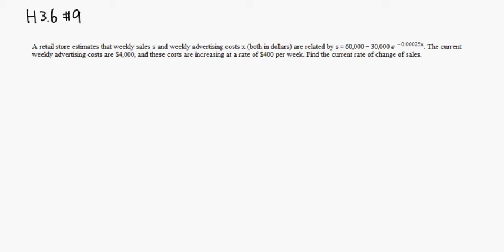Alright, so you have the equation, so why don't we take the derivative of this equation right here. If you take the derivative of that with respect to time t, dS over dt, which is what we're looking for, is equal to the derivative of 60,000, which is going to be 0. Then you have a negative 30,000, that's just a constant multiple, so I'll just put that there.